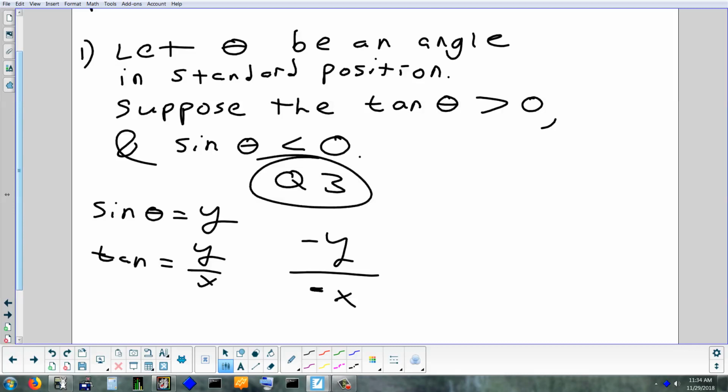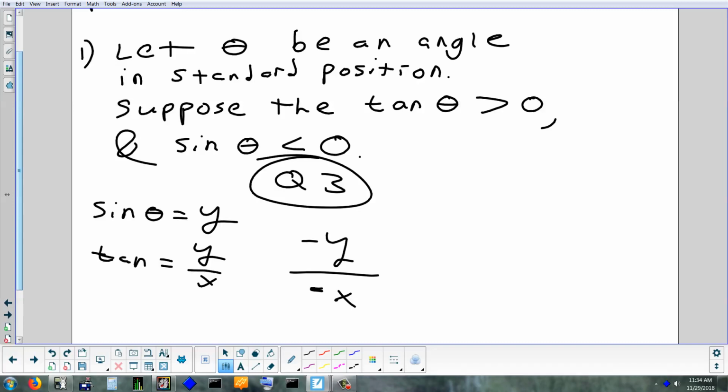I got to give you 2 facts, because if I just said to you tangent is positive, well, that can happen in 2 spots. You could have positive x, positive y, or negative x, negative y. So if that's all the information I gave you, then there are 2 possibilities, right? But if I give you 2 facts like that, you can narrow it down to 1 possibility. Any questions on that?